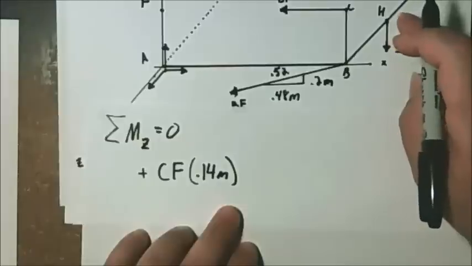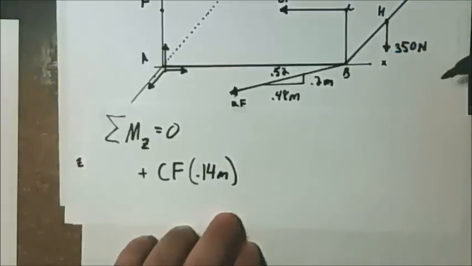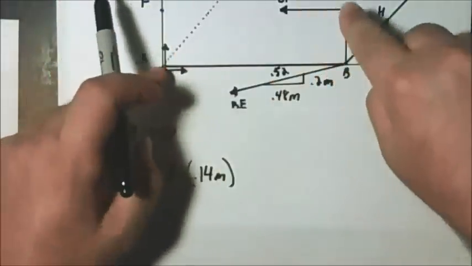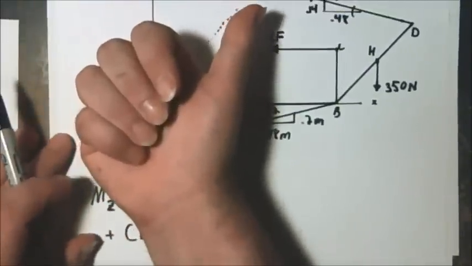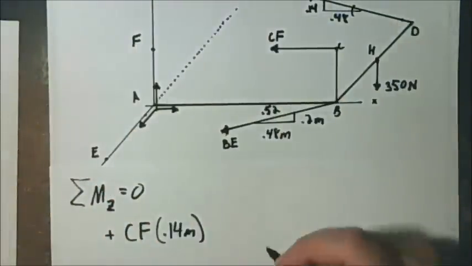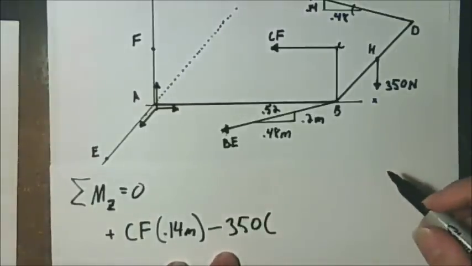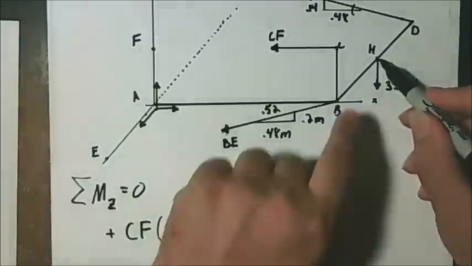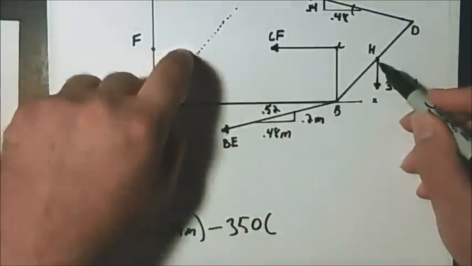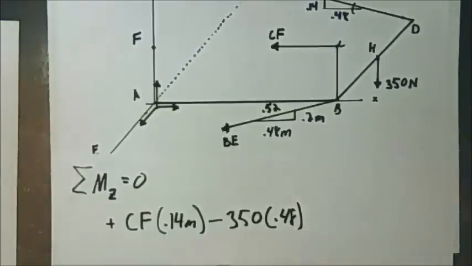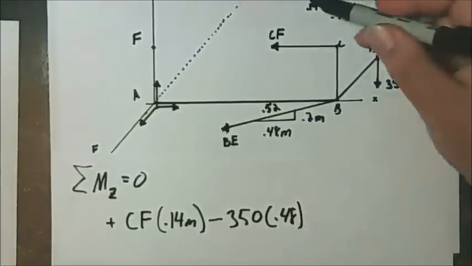Then we have the weight of 350 newtons right here. Now about Z, this would create a rotation in this direction. So we grab a hold with the fingers in rotation like this, and our thumb is pointing in the negative Z direction. This is negative 350 times the perpendicular distance from here to the axis, which is 0.48 meters.